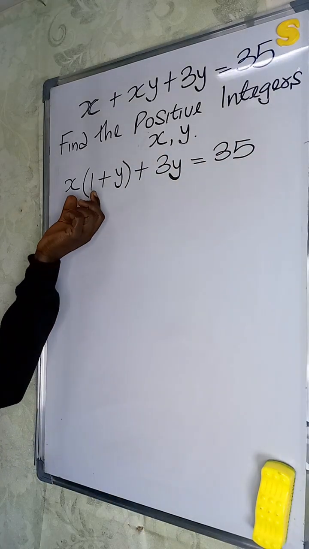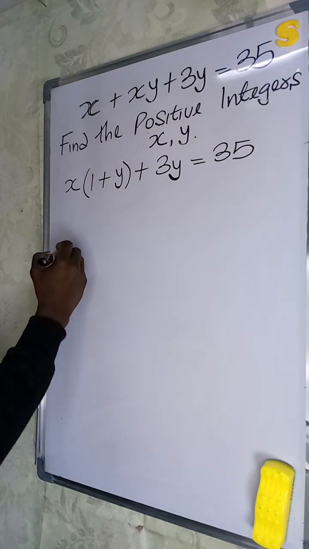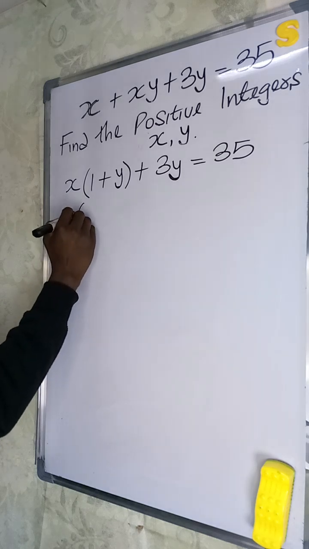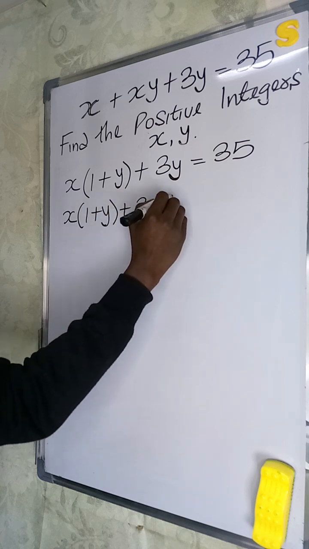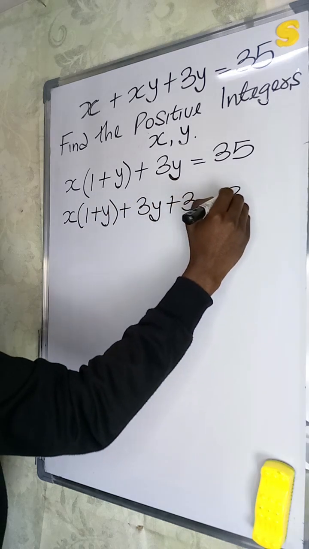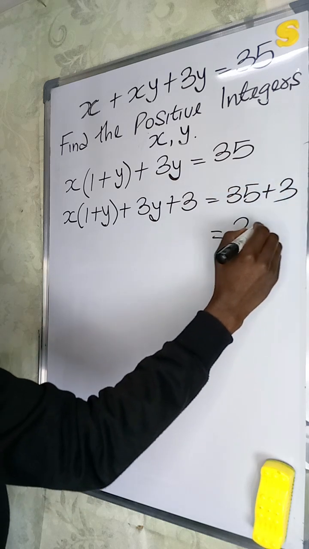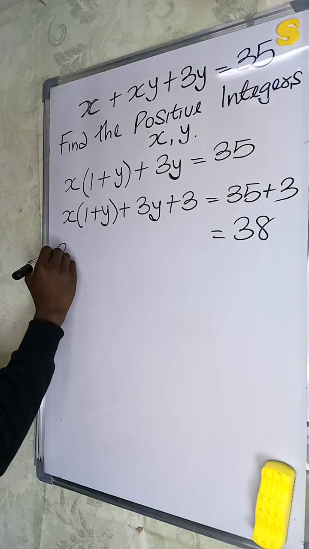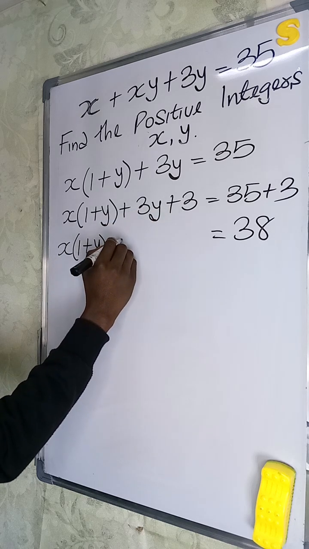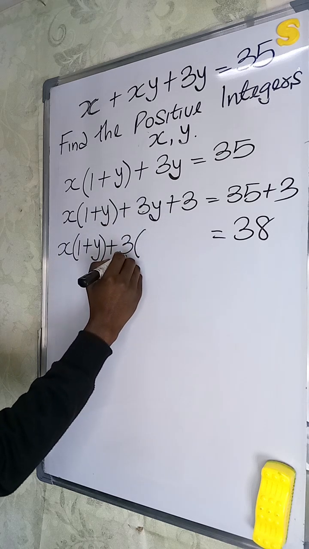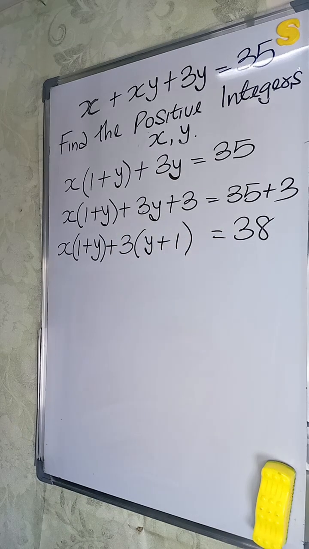Now what do we do in order to have a common term between this variable and this? We need to add 3 to both sides. So we'll have x multiplied by (1 plus y) plus 3y plus 3 equal to 35 plus 3. This is going to give us 38, right? Then 3 is common, so we bring it out: 3y divided by 3 gives y, plus 1, and this will be equal to 38.